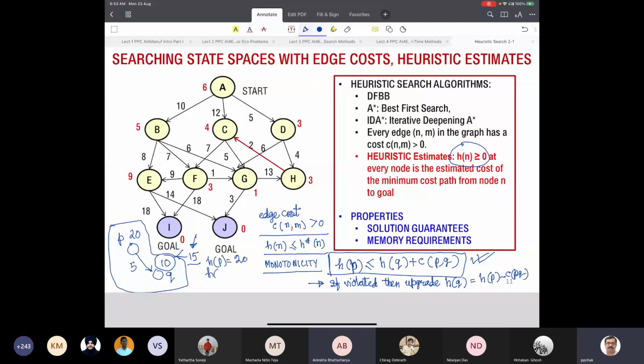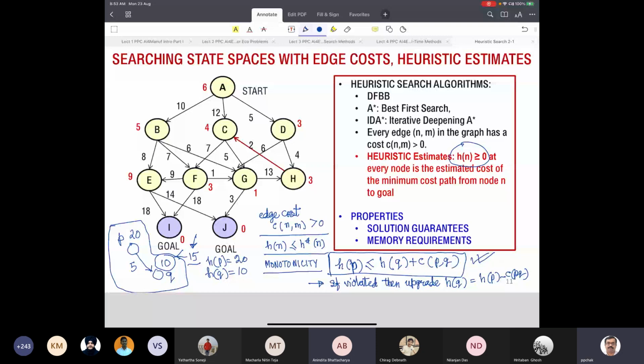You are given HQ as 10. That also you have understood. You know the H cost is 5. You also know that both HP and HQ are underestimates. So now from that, if HP is 20 and the H cost is 5, can you not argue and say that HQ will be at least 15? Yes, sir. That is the argument.